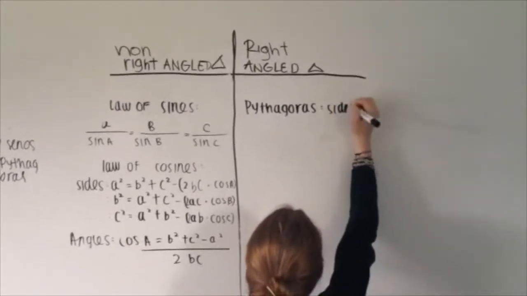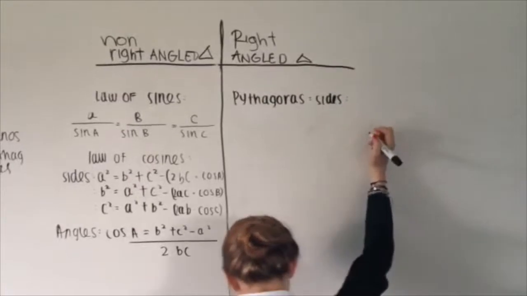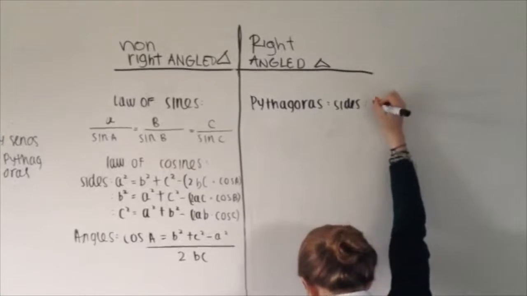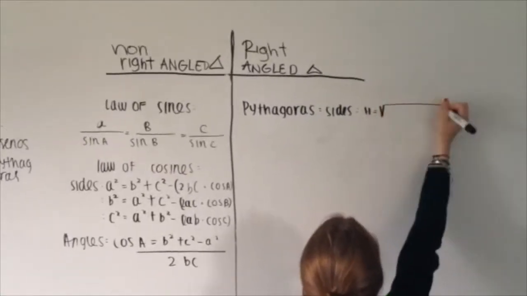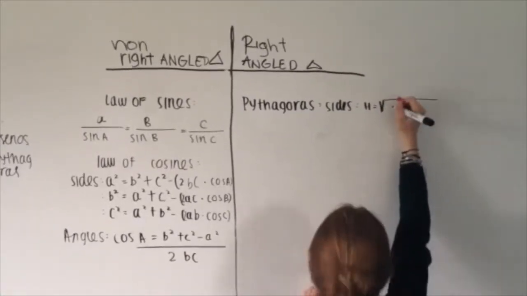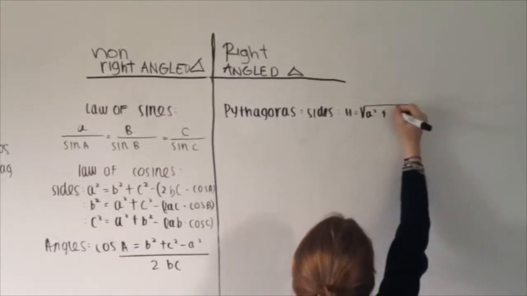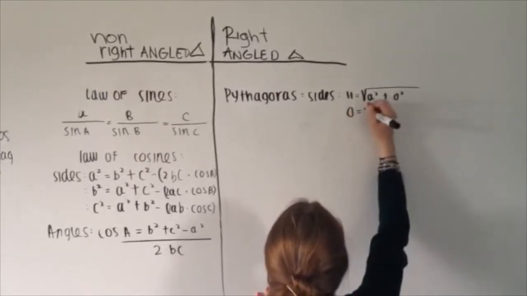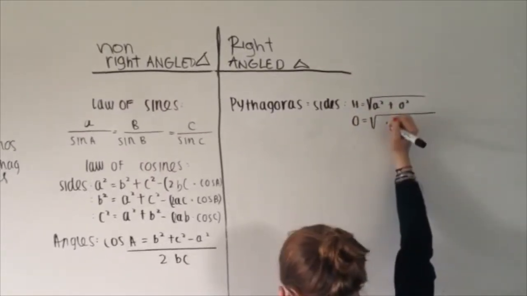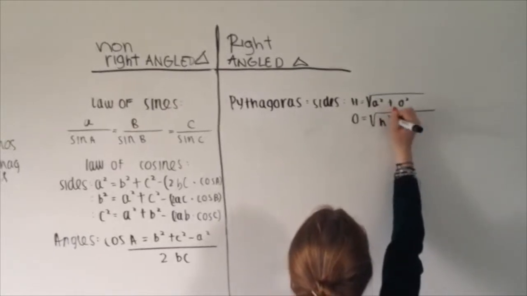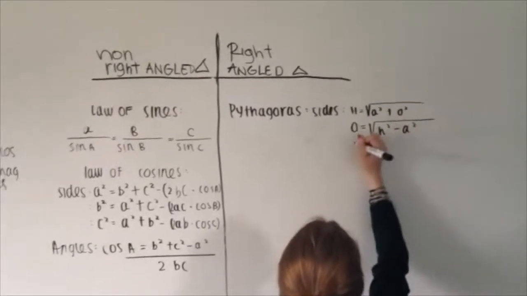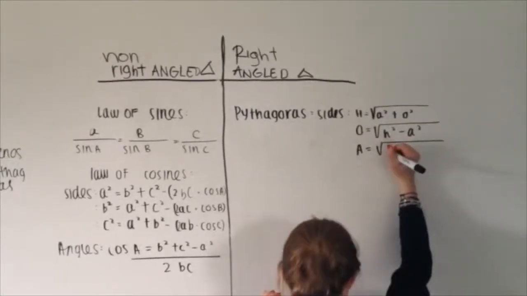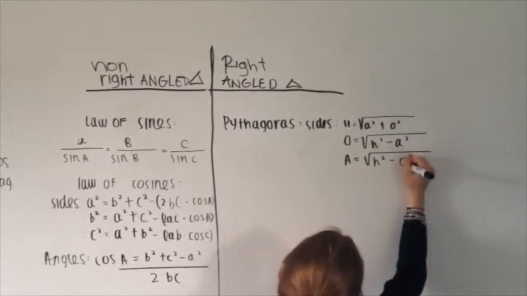To find out the sides, you have to remember they are hypotenuse, adjacent, and opposite. To find out hypotenuse, you have to do the square root of A squared, which is adjacent, plus O squared, which is opposite. To find out opposite, you have to do the square root of H squared minus A squared. And to find out the adjacent, you have to do the square root of H squared minus opposite squared.